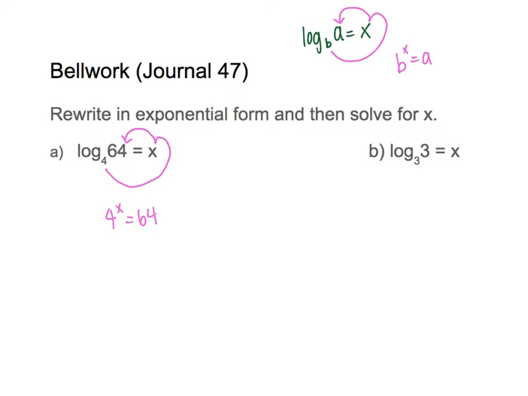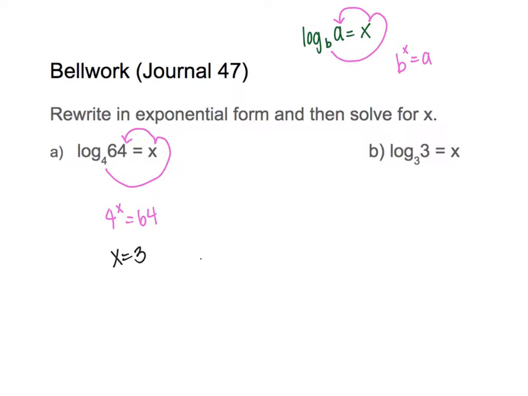When I write it this way, I'm just trying to figure out what x is. I'm solving for x. What does the exponent need to be on this 4 to make this a 64? Well, it's 3, right? Because 4 to the third power gives me 64, because 4 times 4 gives me 16, and 16 times 4 gives me 64. So my answer here needs to be 3.